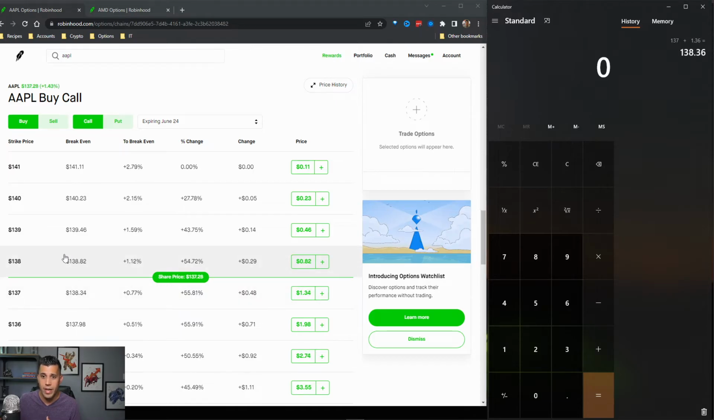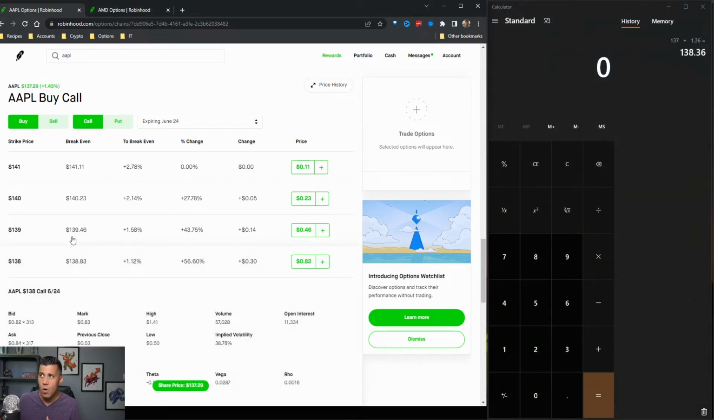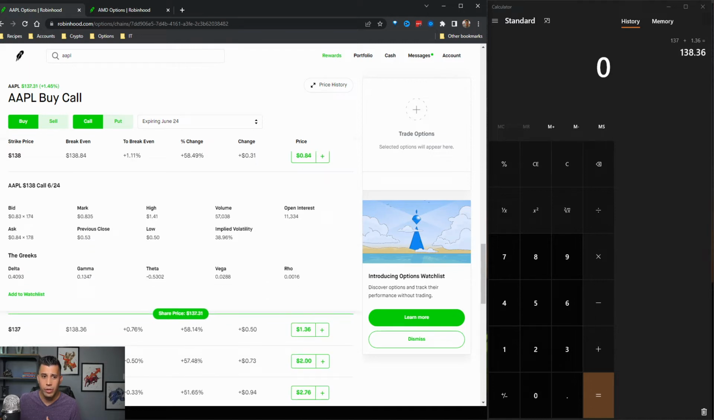So let's look at this 138 call right here. On the 138 call, you're going to be looking mostly at the delta. And if you don't know what delta is, I definitely encourage you to get familiar if you're trading options. If you don't know what delta is, you're going to have a very, very rough time. But delta is going to tell you. On this contract, the 138 call, delta's at 42 cents. So it's saying for every dollar that this stock goes up, the price of your options contract is going to go up by 42 cents.